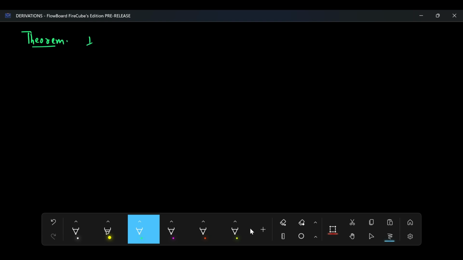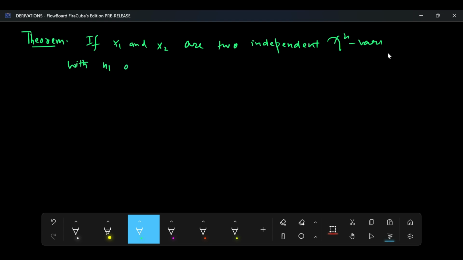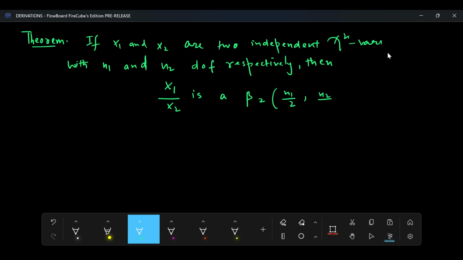The theorem is simply: if x1 and x2 are two independent chi-square variates with n1 and n2 degrees of freedom respectively, then the ratio of x1 to x2 is a beta second kind with n1 divided by 2, n2 divided by 2 parameters. So these are the parameters of beta second kind.